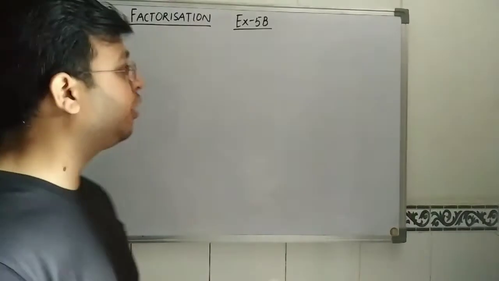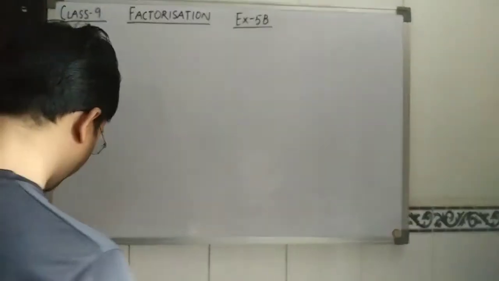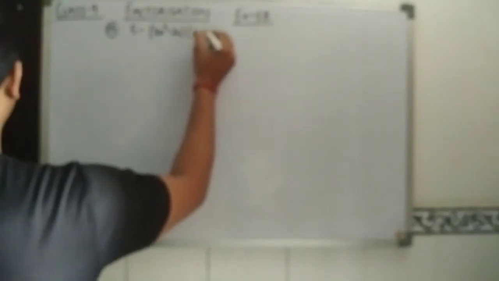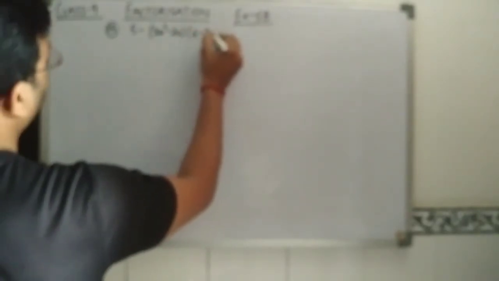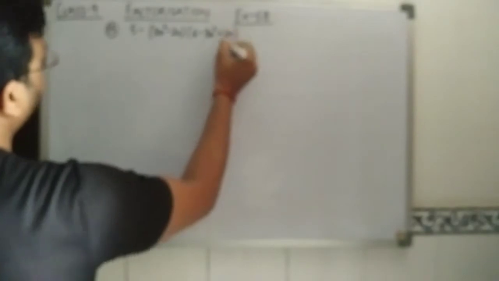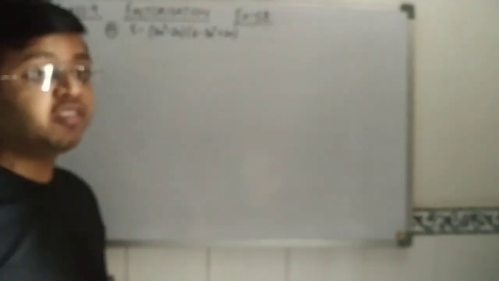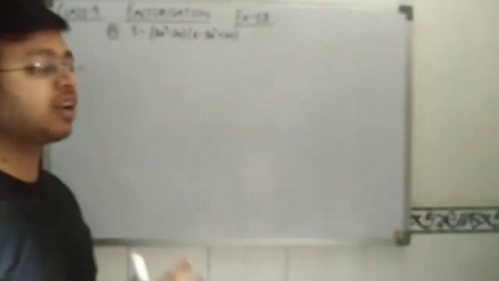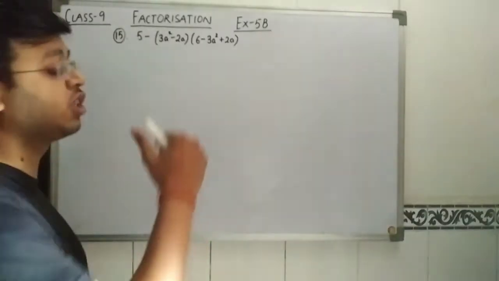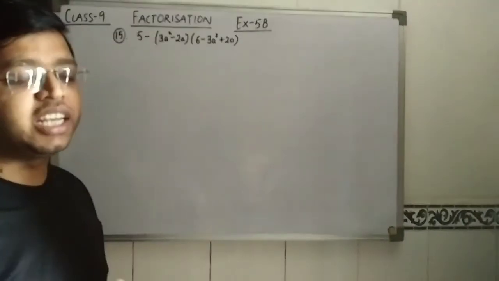In the last video, I completed up to question number 14. So today I have selected question number 15 as the first question. The question is: 5 minus (3a square minus 2a), after that, 6 minus (3a square plus 2a). Now in this question, if we observe carefully, it is not like the questions which we have solved, question number 1 to 14. This will be a different question.